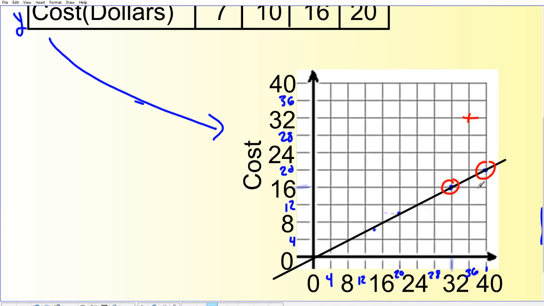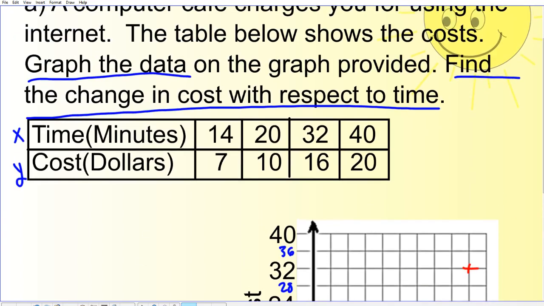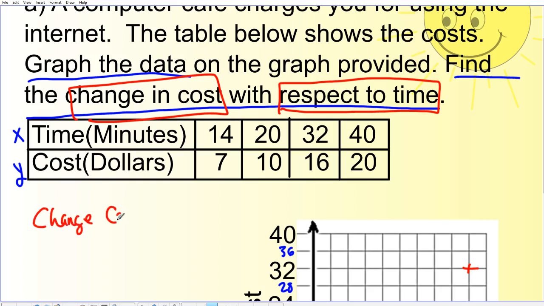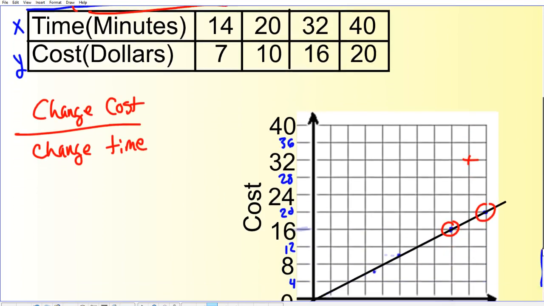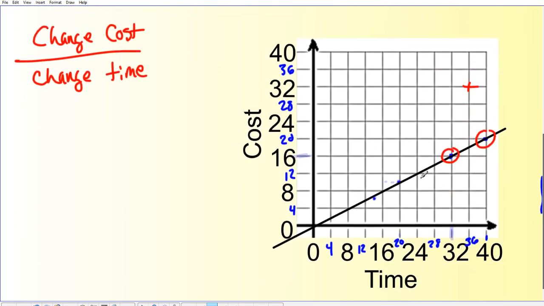All right, so I have graphed those points as the directions told me to do. The second thing they say is to find the cost with respect to time. So the changing cost with respect to time is a ratio: change in cost over change in time. That's going to be our slope: change in the y variable over change in the x variable.